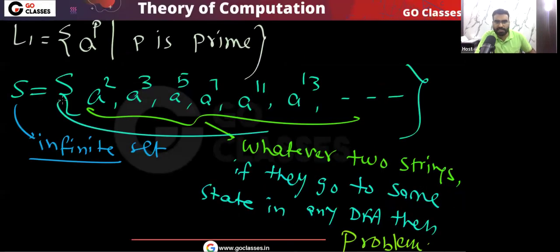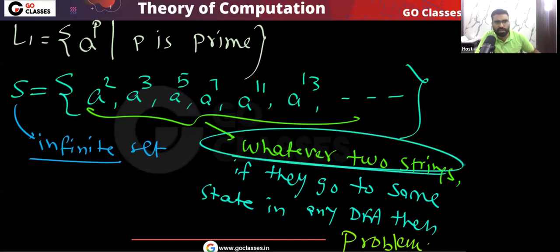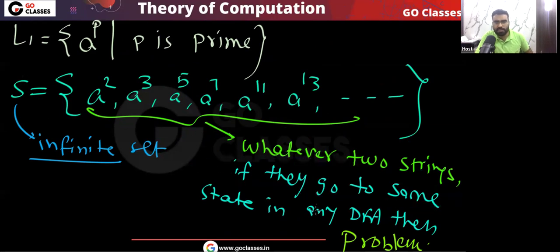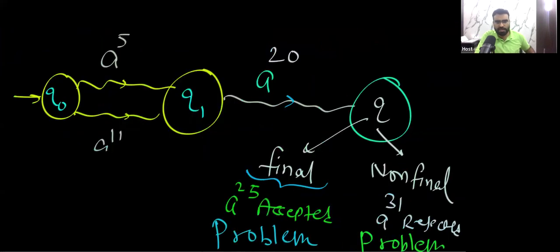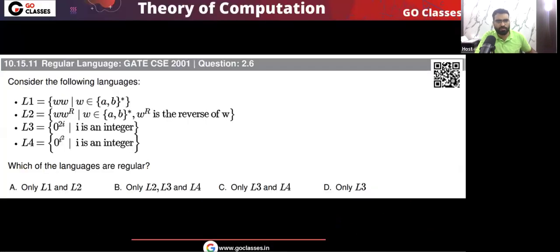Remember, this set S is an infinite set. In this set S, whatever two strings you take, if they go to the same state in any DFA, then a problem will happen. So this language is non-regular. Okay, is this point clear? This is the formal proof. I hope you understood. Is there any doubt? Anyone? Let me know.